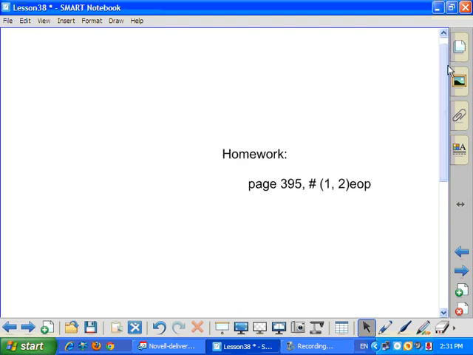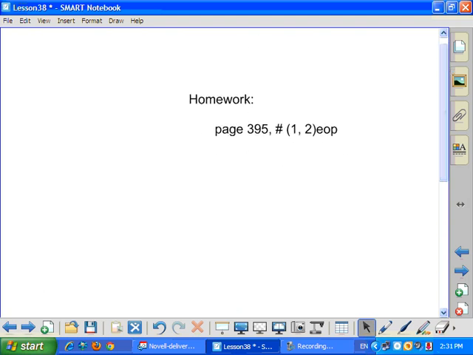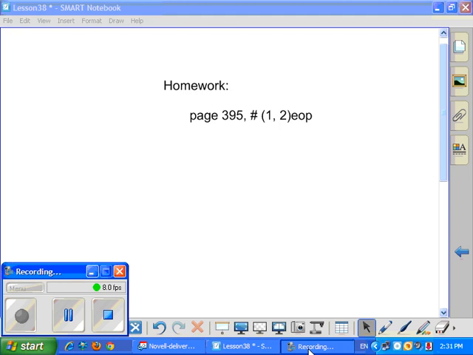So there's the assigned homework. If you have any questions, please make sure you seek me out. The review is posted, so it's all set to go. And good luck with the Unit 3 test.